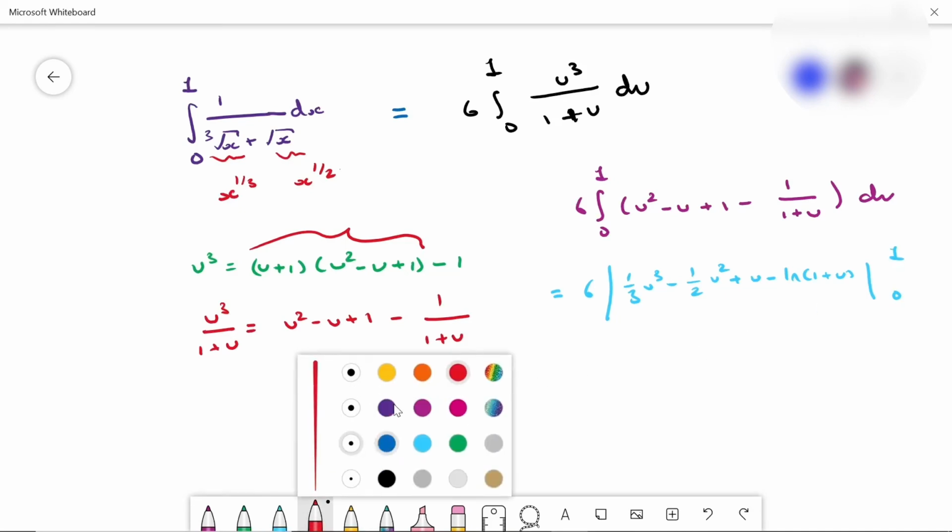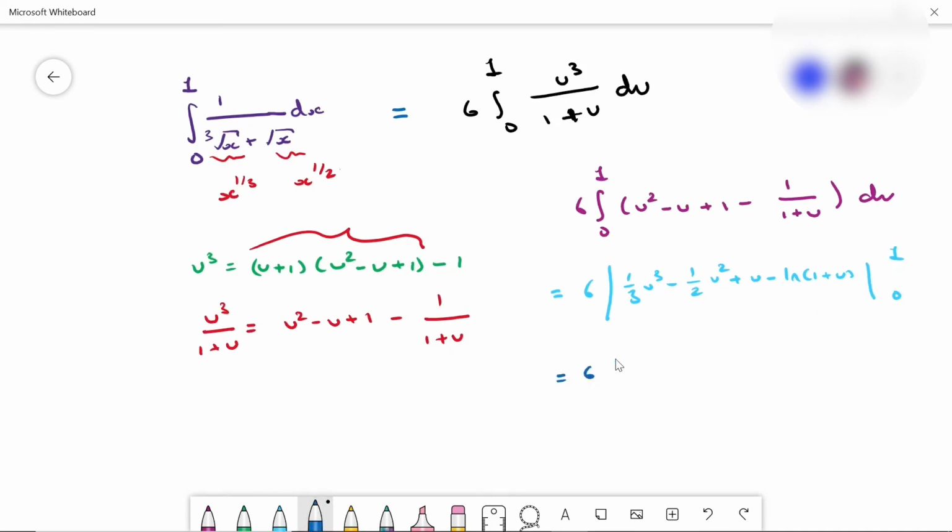So that's just going to be equal to 6 lots of, so we plug in 1, so that's a third minus a half plus 1 minus the natural log of 2. And if we plug in 0, well, this is 0, that's 0, this is 0, that's the natural log of 1, which is 0. So this is what we have. This is equal to 6 lots of, this is a third minus a half is minus a sixth, plus 1 minus natural log of 2.